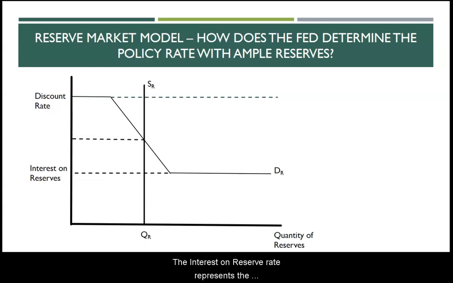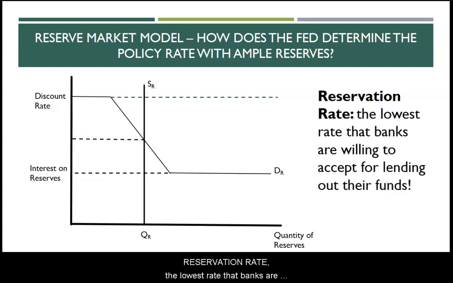The interest on reserve rate represents the reservation rate, the lowest rate that banks are willing to accept for lending out their funds. For example, if your bank is to offer a special promotion to pay 5% interest on your deposits, you're not going to deposit your money anywhere else paying less than 5%. Therefore, the 5% is your reservation rate. Therefore, for banks, having a policy rate and a discount rate higher than the interest on reserves is not in their best benefit because they will not receive a high return.